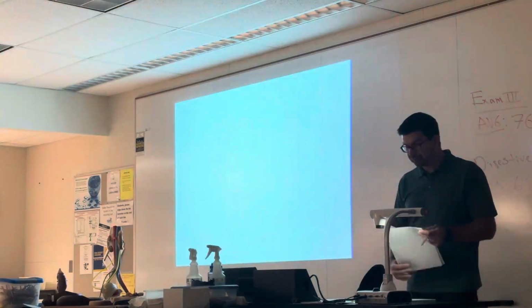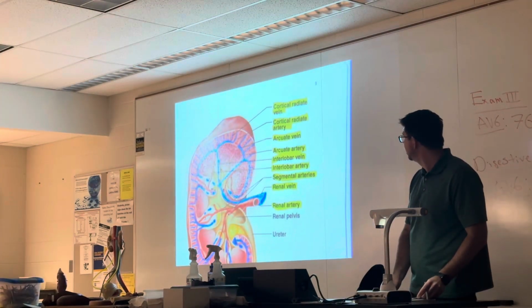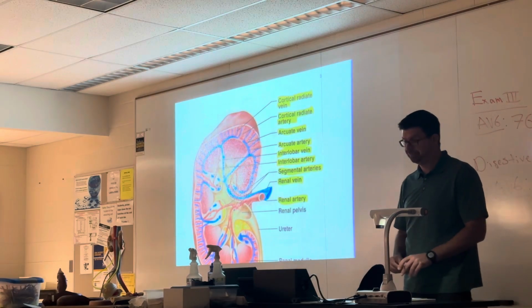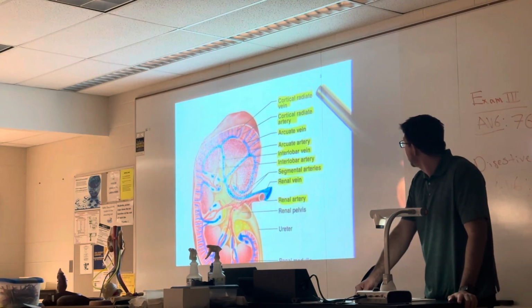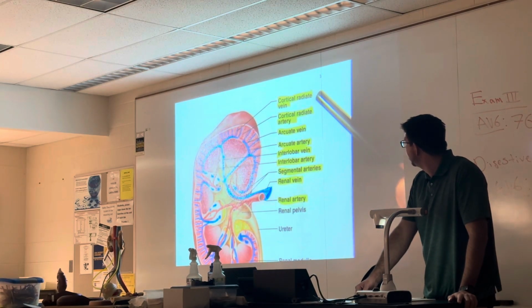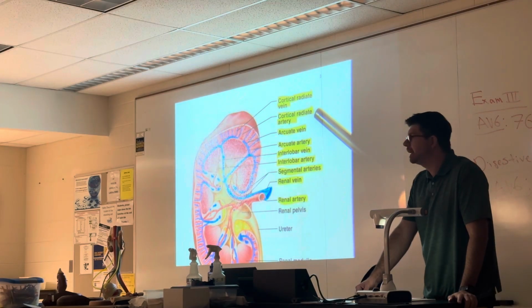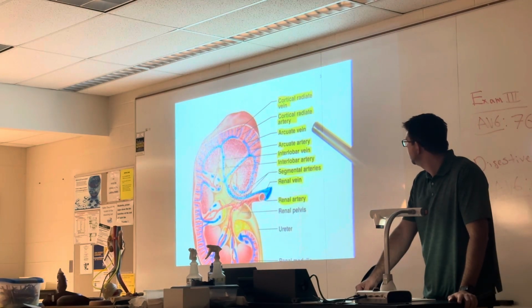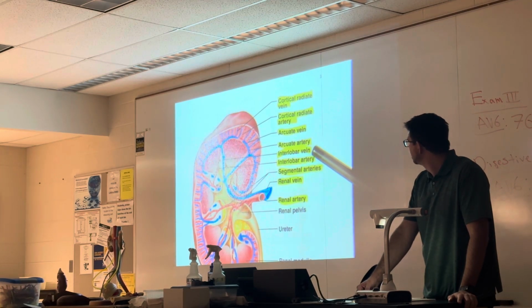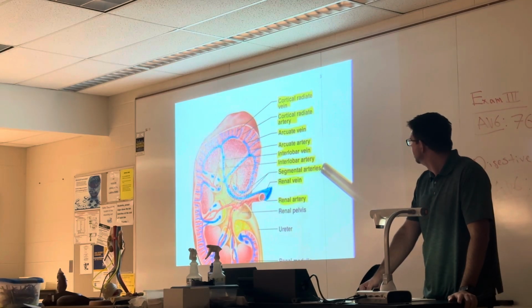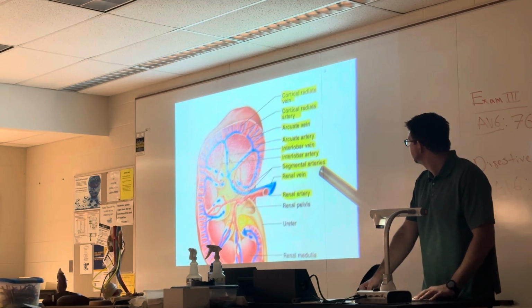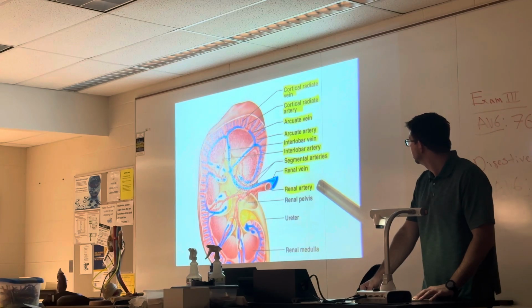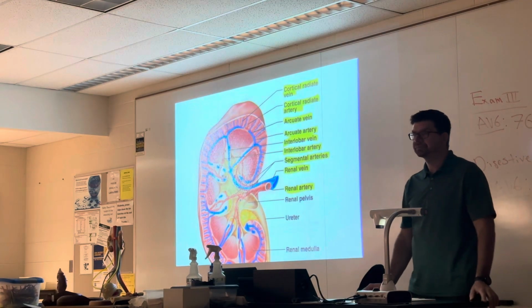Moving on to page 3. Page 3 is all focused on the blood vessels that you need to know. So right at the top, we have the cortical radiate vein, cortical radiate artery, arcuate vein, arcuate artery, interlobar vein, interlobar artery, segmental arteries, renal vein, and renal artery.